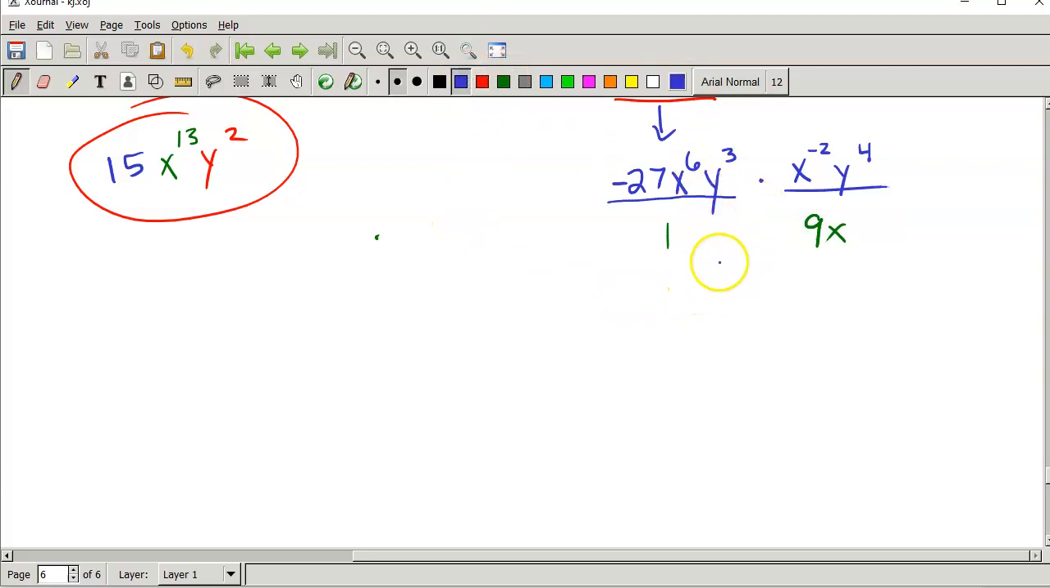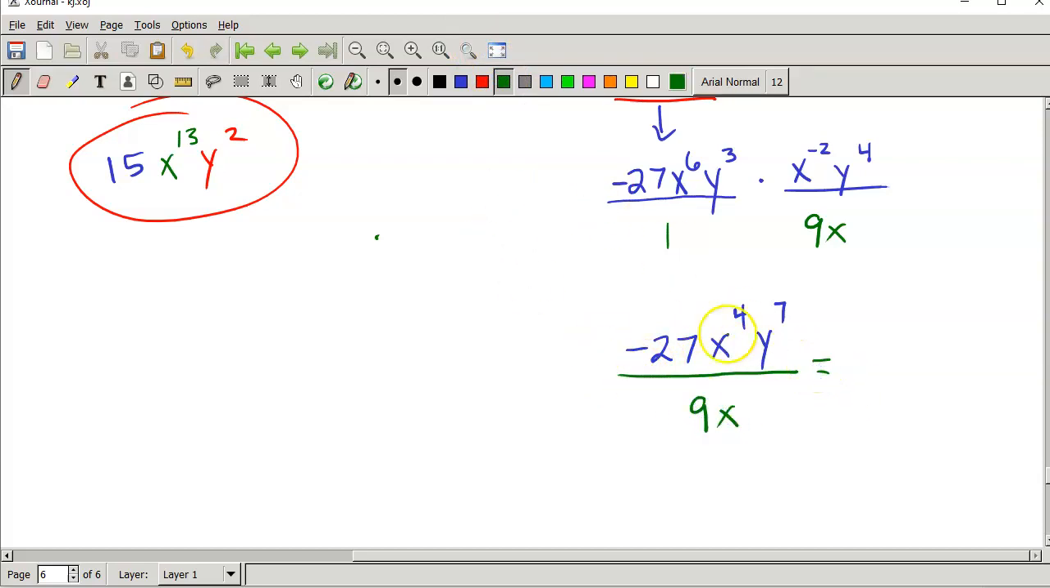So let's do one at a time. Multiply the tops together. So we're going to have negative 27, and then we're multiplying x to the 6th times x to the negative 2. So we're going to add. We're going to have x to the 4th. Then we're going to multiply the y's. So this will be y to the 3 plus 4, or 7. And then on the bottom, we're left with 9x.